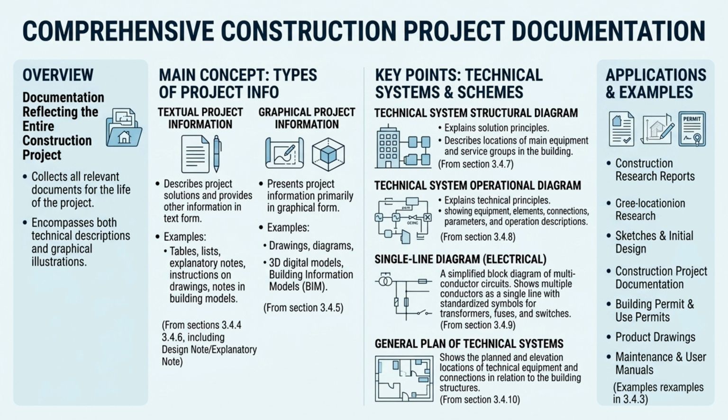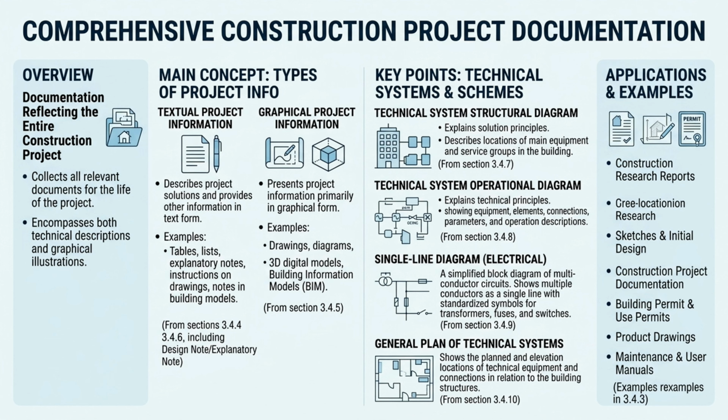Comprehensive construction project documentation includes all the documents needed throughout the life of the construction project. This involves both technical description and graphical illustration to provide a complete picture of the project from planning to completion. Project information in the construction documentation is divided into two main types, textual and graphical. Textual project information focuses on describing project solutions and other relevant details in written form.